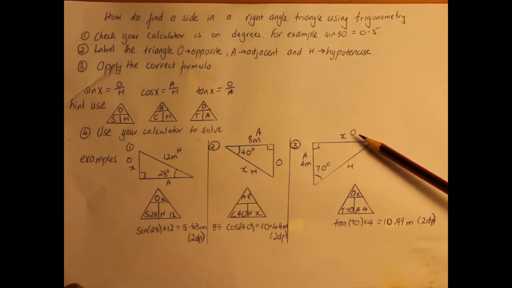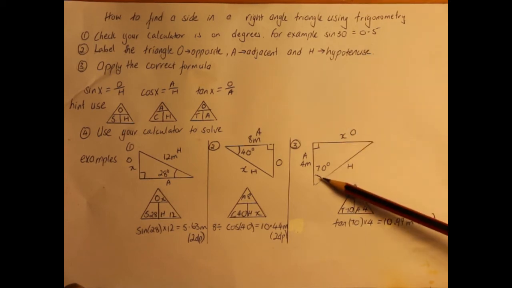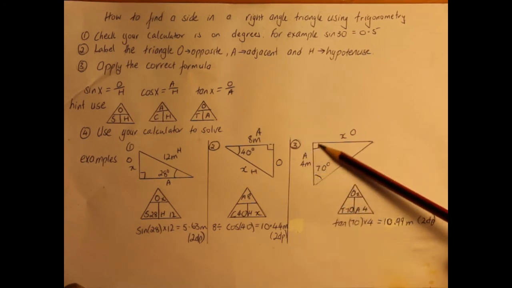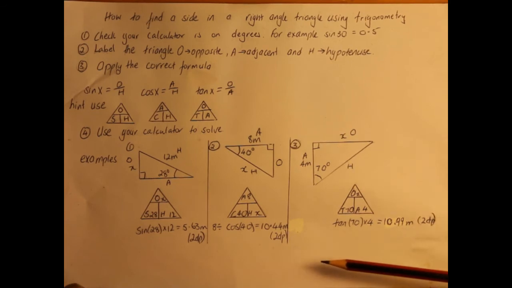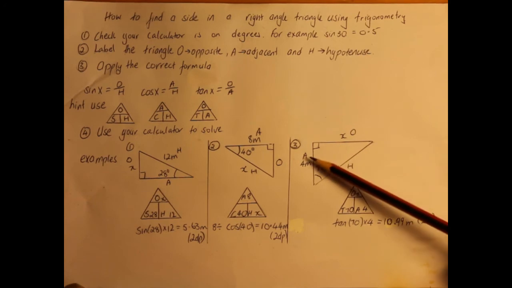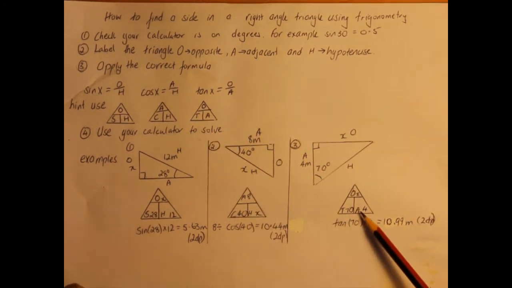Last example. Label our triangle. This side here is O because it's opposite the angle we've been given. This is A because it's between the angle we've been given and the right angle. And this is H because it's across from the right angle. We're trying to find the O and we've got the A. O and A. So we use this pyramid here.